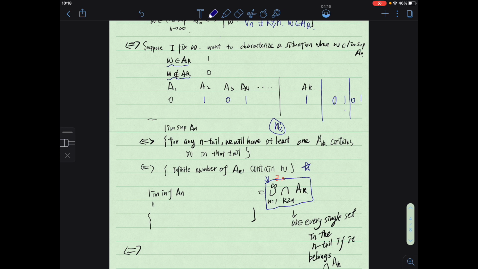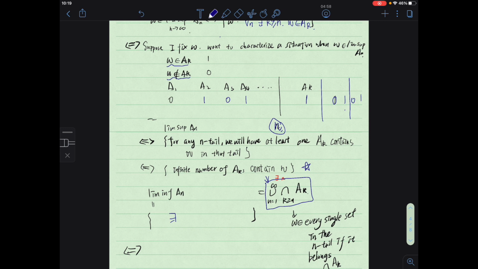So we don't need any condition here. We only need there exists, right? What does there exist? That's when we need to look at the second layer, which is the intersection. So for any n tail, there has to be the case that all the AK in that n tail, when k is greater or equal to n, contain omega.